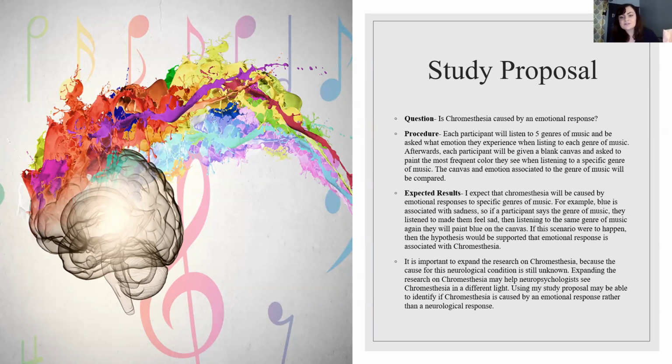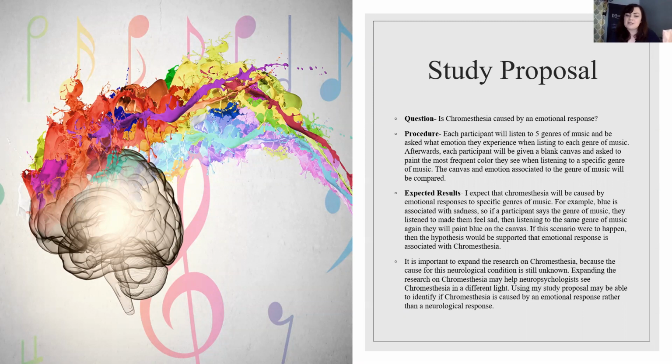My expected results: I expect that chromesthesia will be caused by emotional responses to specific genres of music. For example, blue is associated with sadness. If a participant says the genre of music they listened to made them feel sad, then upon listening to the same genre again, they will paint blue on the canvas. If this scenario were to happen, then the hypothesis would be supported that emotional response is associated with chromesthesia.